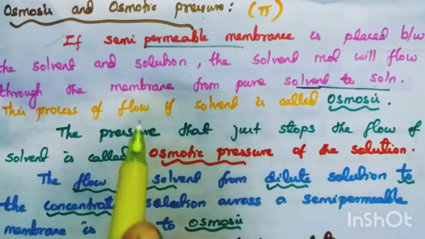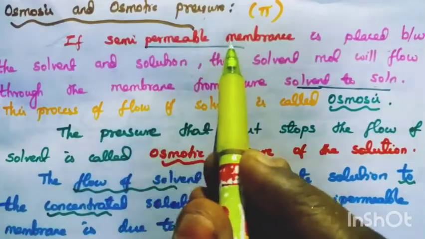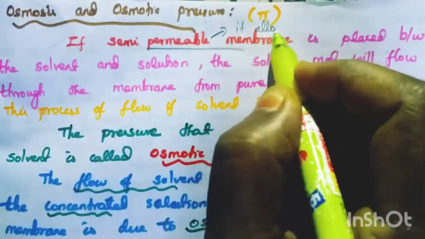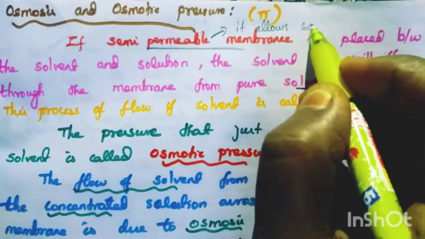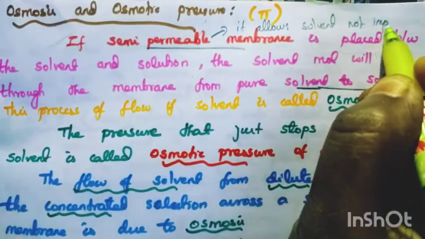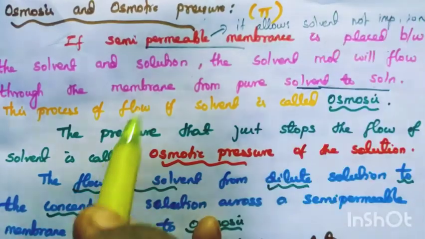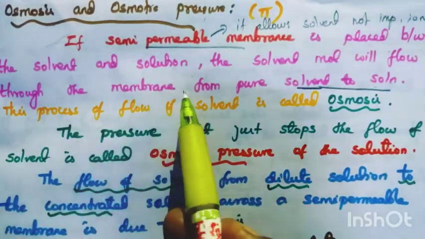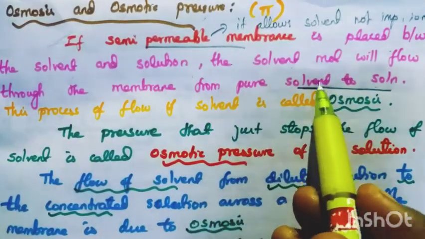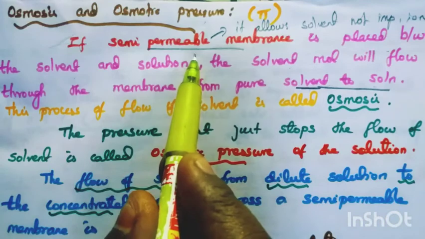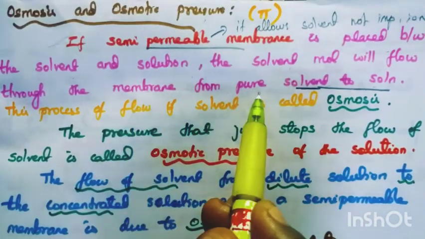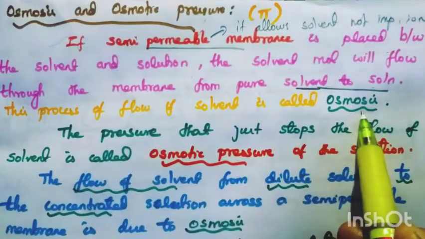So, what is a semi-permeable membrane? It allows only the solvent, not impurities and ions. That is known as a semi-permeable membrane. If a semi-permeable membrane is placed between solvent and solution, the solvent moves to the solution side. That is called osmosis.